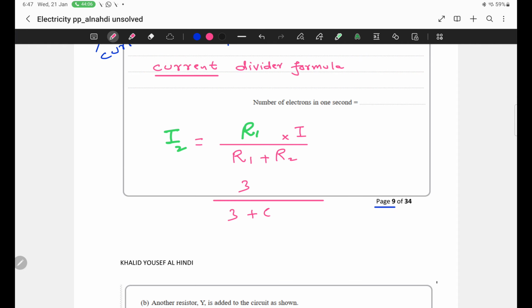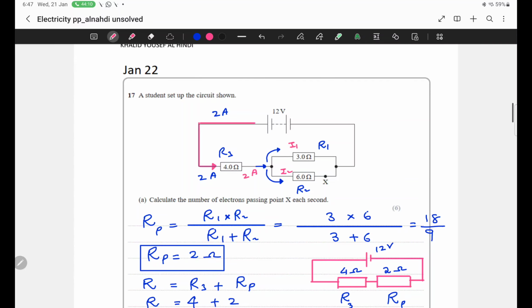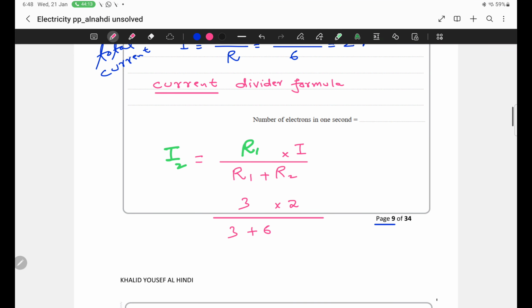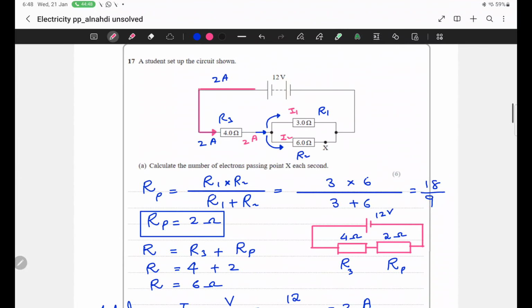R1 is 3, and total current is 2 ampere. So can you tell me what will be the current? 0.66 ampere. 3 times 2, which is 6, divided by 9, it is 0.66 ampere. So you have calculated the current. Sir, current through R2 is 0.66 ampere.